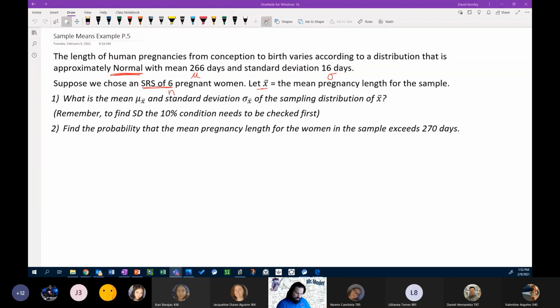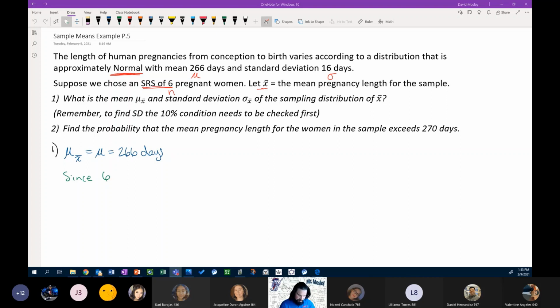So question number 1, what is the mean and standard deviation of the sampling distribution of x bar? This is going to play out very similar to what we did in the previous example. So we get the mean of x bar is equal to the mean is equal to 266 days. Doesn't change. We just get to pull that number from the population mean.